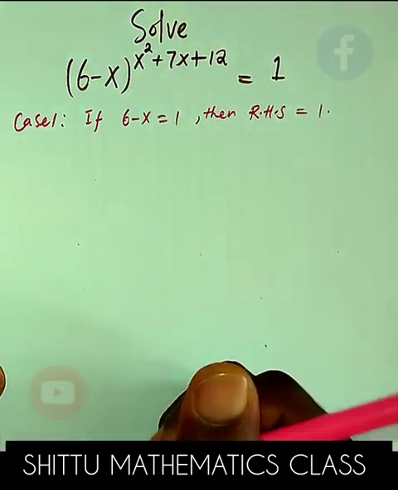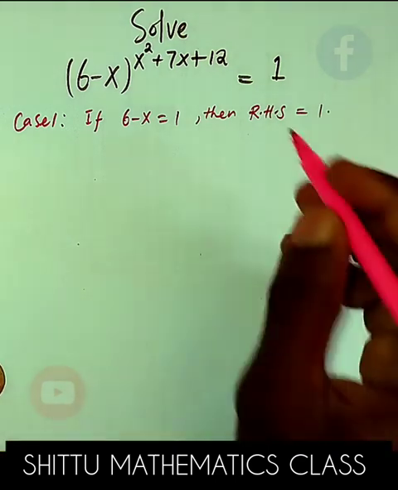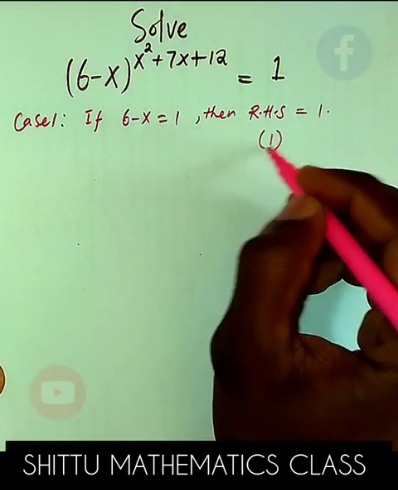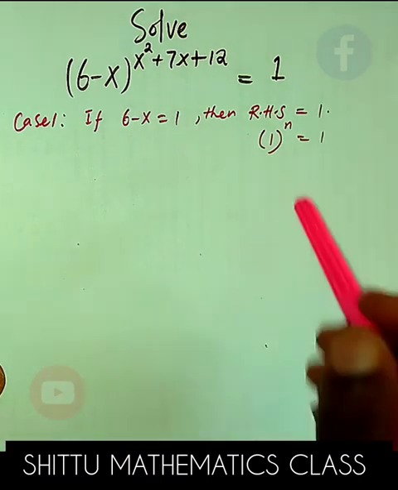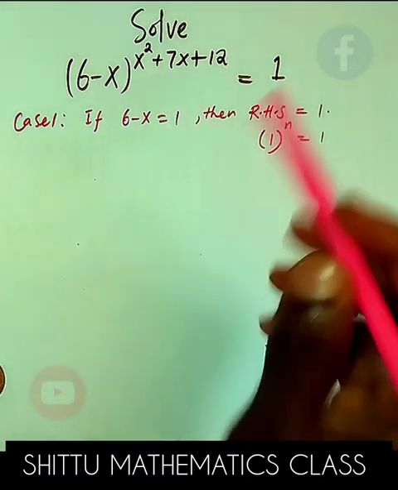And it's going to give us what? It's going to give us 1. That is 1 raised to power n, it's going to give us 1. That is 1 raised to power any number. So we are going to be having 1, so we can see that it's satisfied.